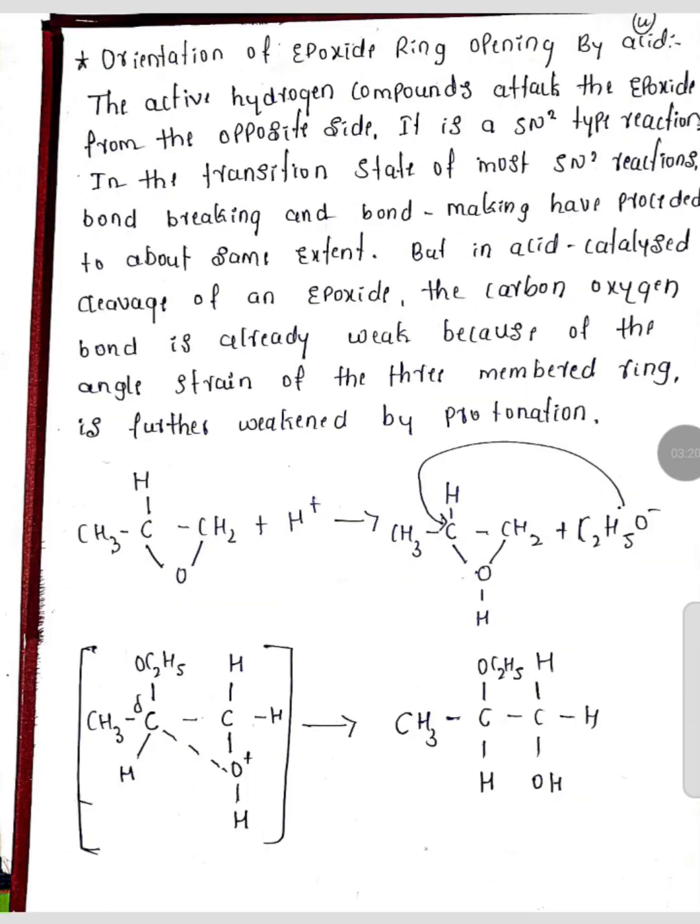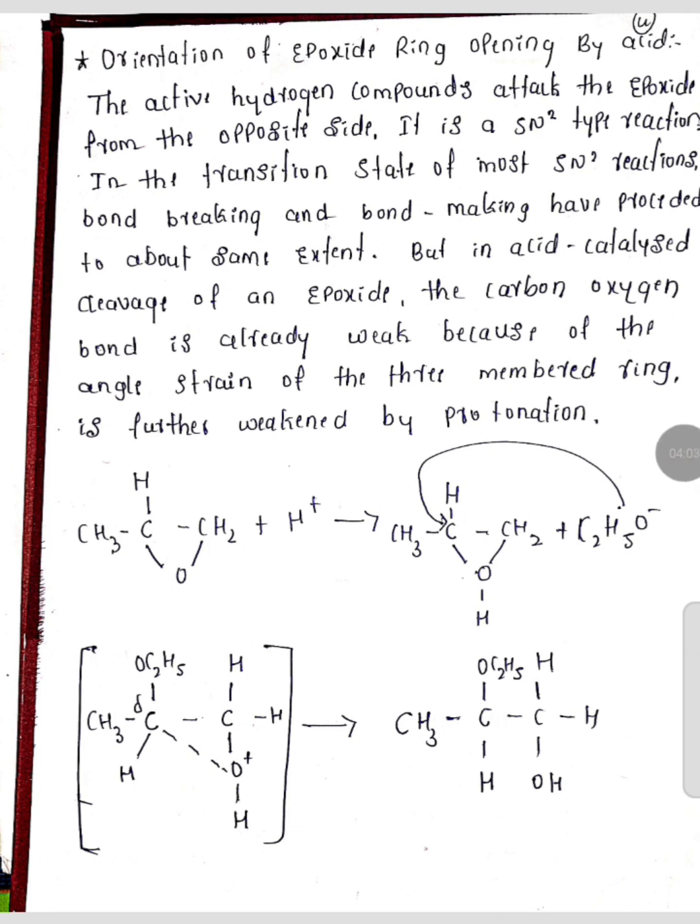Orientation of epoxide ring opening by acids. The active hydrogen compound attacks the epoxide from the opposite side. It is an SN2 type of reaction. In the transition state of most SN2 reactions, bond breaking and bond making proceed to some extent. But in acid catalyzed cleavage of an epoxide, the carbon-oxygen bond is already weak because of the angle strain of the three-membered ring, and is further weakened by protonation.